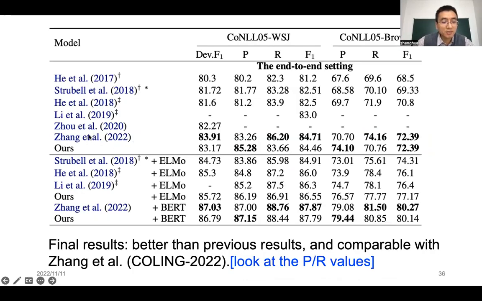This is Zhang Yu's work. I'm not an author of this paper. It also appeared in Coling 2022. And you can see our results are better than all previous results under the 5 comparison. Our results are also comparable, a little inferior to Zhang's work.